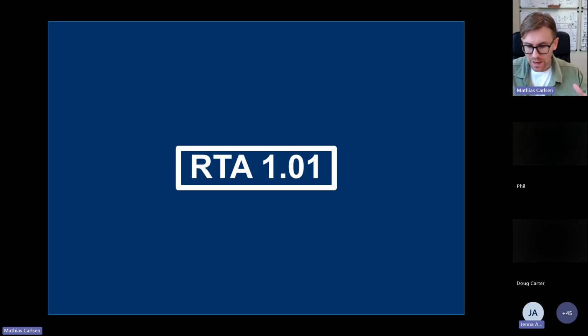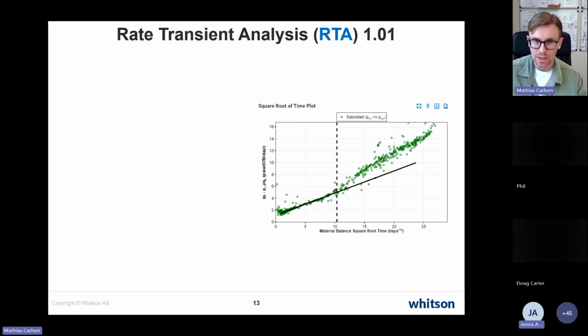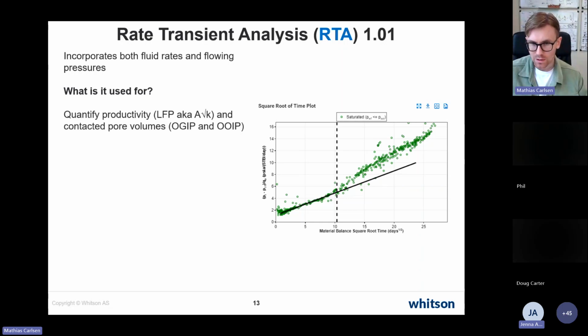When it comes to RTA, if I asked Chris Clarkson, Tom Blasingame, Mike Fetkovich, any of these RTA experts we have out there in the industry, what would be the textbook, quote unquote, definition of RTA? That will be the next slide. The textbook definition of RTA is that RTA incorporates both fluid rates and flowing pressures, and it's used for one thing primarily, and that's to quantify productivity.